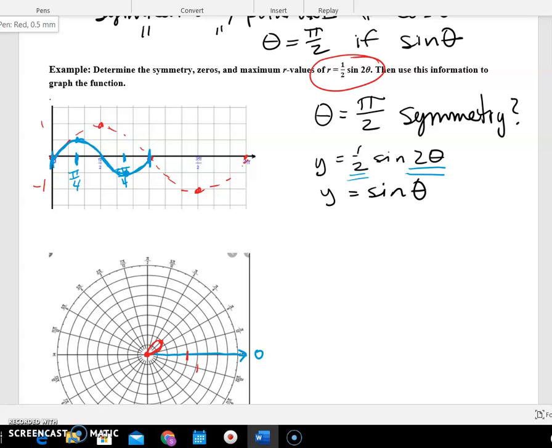Then we have another one that's at 3 pi over 4. We go back to 1/2. And it's going to come back here. So if we have symmetry along this line, then it should also go from here to here and here to here.